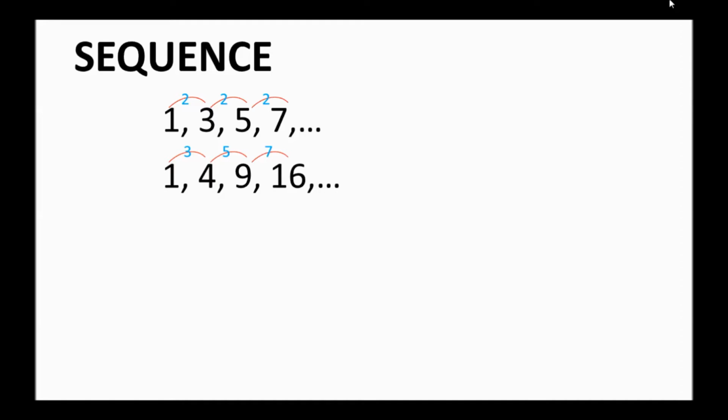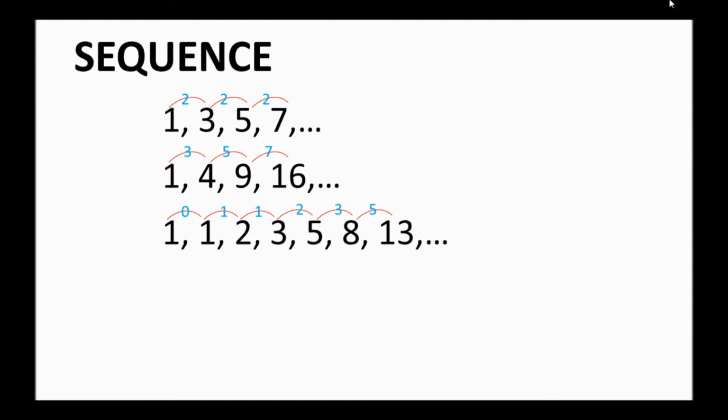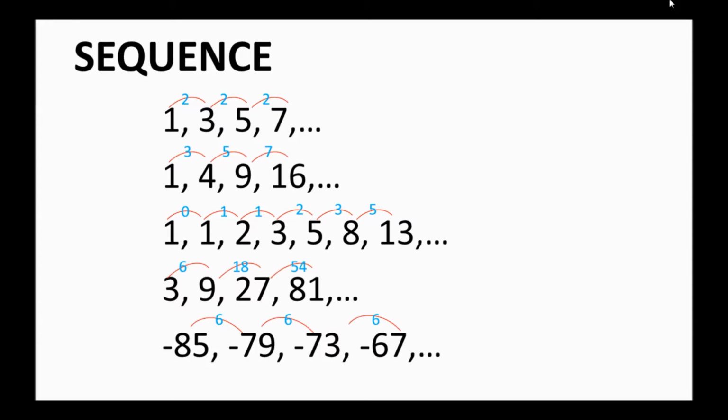Let's go back to our previous sequences and see the difference between the consecutive terms. In the first sequence, the difference between the consecutive terms is 2, 2, 2. Next one is 3, 5, 7 and so on. And here are the differences of the rest of the sequences which we just discussed. An important observation is, in the first and the last sequence, the difference between the consecutive terms is the same.